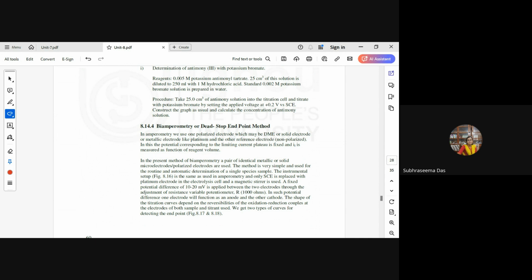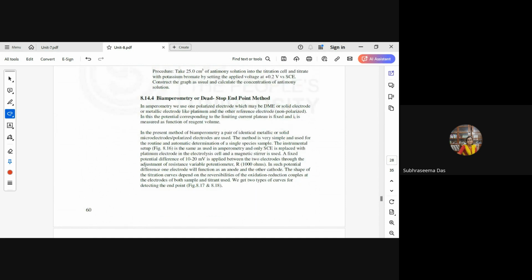Next is biamperometry or dead stop end point method. In amperometry, we use one polarized electrode, which may be a DME or a solid electrode or a metallic electrode like platinum. Here the potential corresponding to the limiting current plateau is fixed and IL is measured as a function of reagent volume. In the present method of biamperometry, a pair of identical metallic or solid microelectrodes are used. This method is very simple and used for the routine and automatic determination of single species.